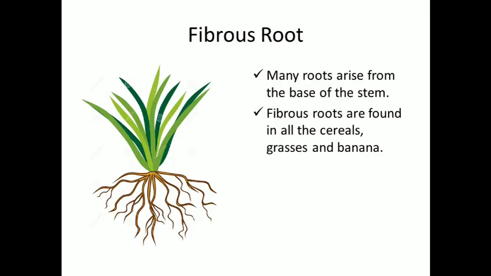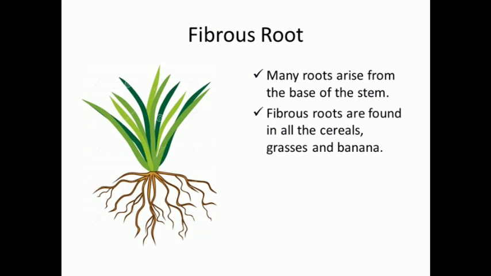Now fibrous roots, why are they called fibrous roots? Fiber means thread like. In our clothes that we wear, the cloth is made up of fibers, either cotton or synthetic. Fiber means what? Thread like. So fibrous root also means the same. The roots are thread like. Many roots, thread like, arise from the base of the stem, and these kinds of roots are found in all the cereals.